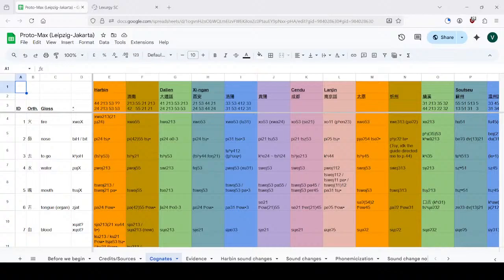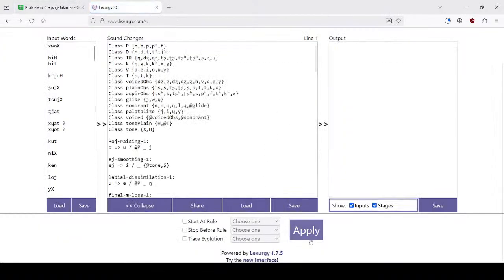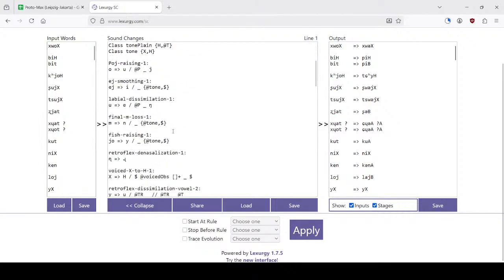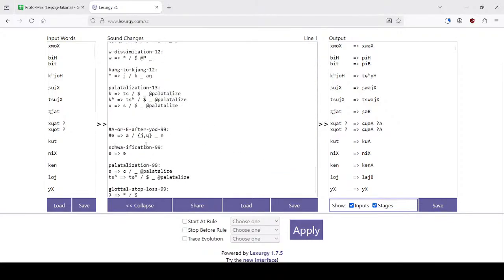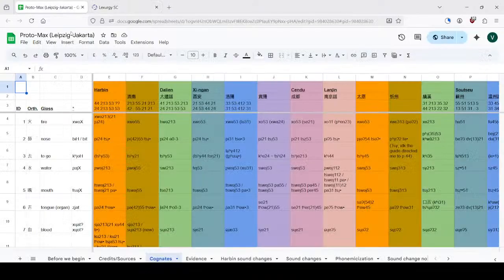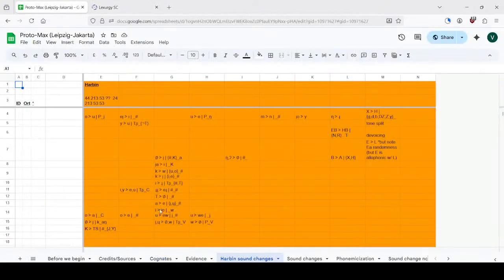So last time, what did we do last time? A few sound changes. Oh, right, we cleaned up some of the yod insertion in Harbin.